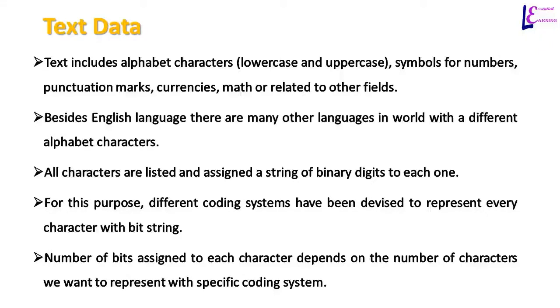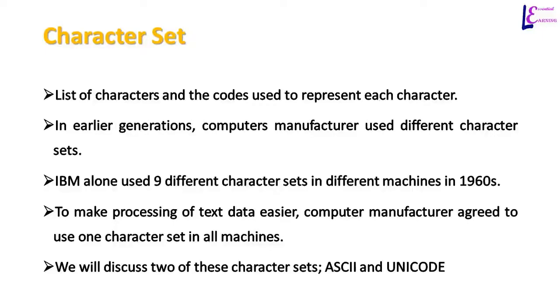Text is composed of alphabet characters, lowercase and uppercase letters, symbols for numbers, punctuation marks, symbols related to currencies and other fields. Besides English alphabet letters, there are many other languages that have different characters and need to be represented in computer memory. To represent them in computer memory, all characters are listed and assigned a string of binary digits to each one. For this purpose, different coding systems have been devised to represent every character with a bit string. The number of bits assigned to each character depends on the number of characters we want to represent with a specific coding system. A character set is a list of characters and binary codes used to represent each character.